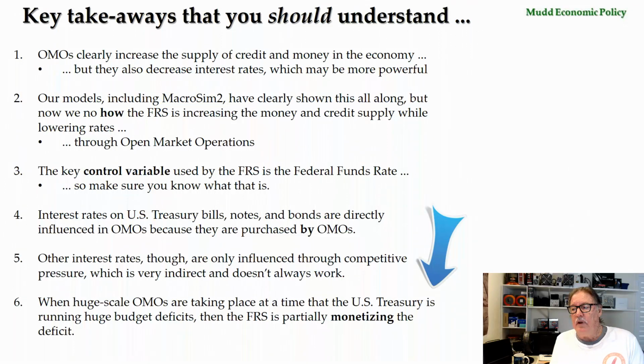Finally, when huge-scale OMOs are taking place at a time the U.S. Treasury is running huge budget deficits, so if you have large deficits being run with large open market operations, then the Federal Reserve System is at least partially monetizing the deficit. And again, there's nothing beyond the open market operation that you need to understand this. The open market operation itself, in effect, is monetizing the deficit if the proceeds of that operation end up in a Treasury tax and loan account.